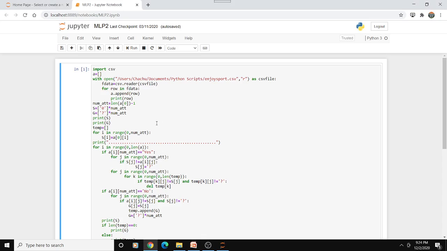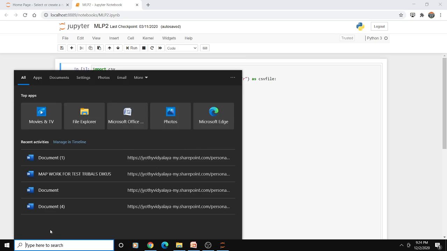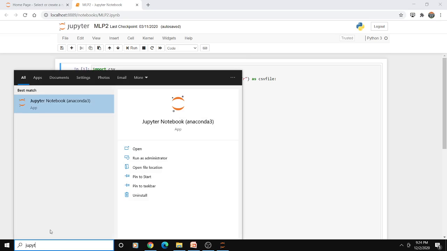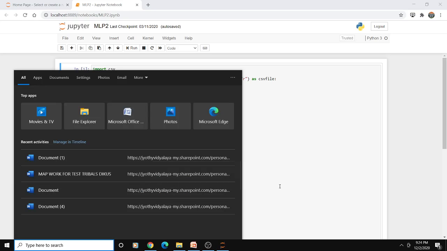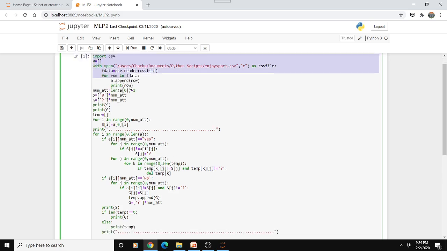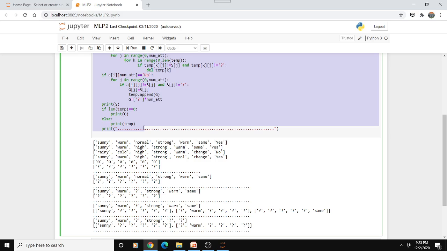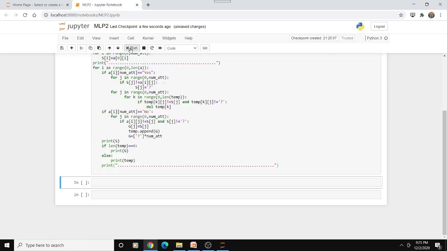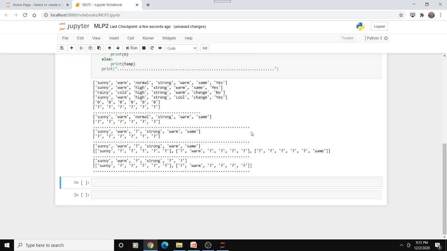So this is a Jupyter notebook. You have to go to your command prompt and type jupyter notebook. Just enter this, and you will get the Jupyter notebook interface in your default browser. So here I have opened the second lab program. This is the program that I explained now. Okay, so this is the second lab program. Now I will just save and run this program. So this is the output that you will get.